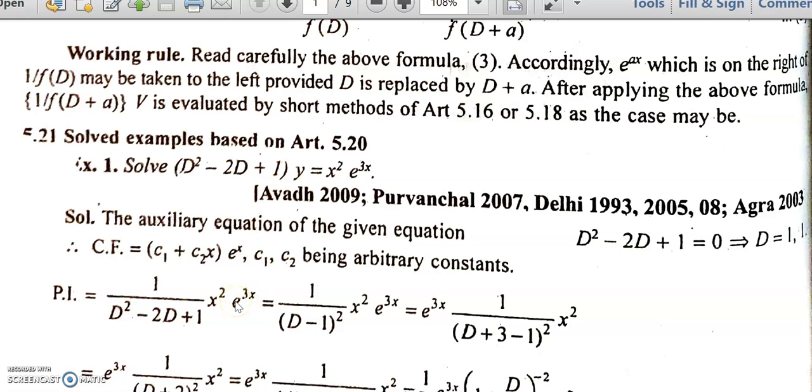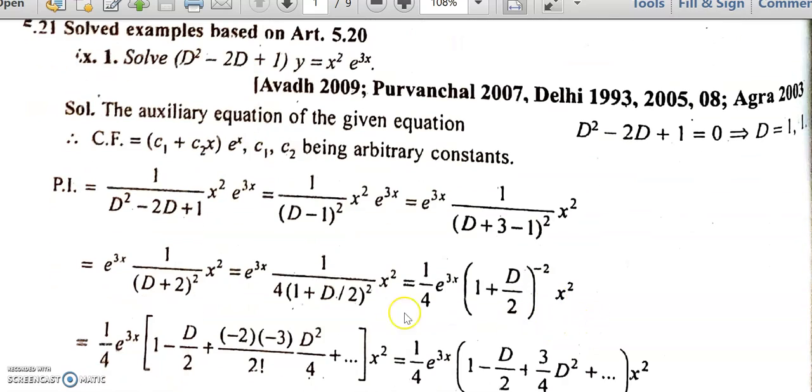So e to the power 3x comes out. This is basically (D minus 1) whole square, operating on x square e to the power 3x. So e to the power 3x comes out and D will be replaced by D plus 3. So (D plus 3 minus 1) whole square operates on x square, right? So this is like what? (D plus 2) whole square.